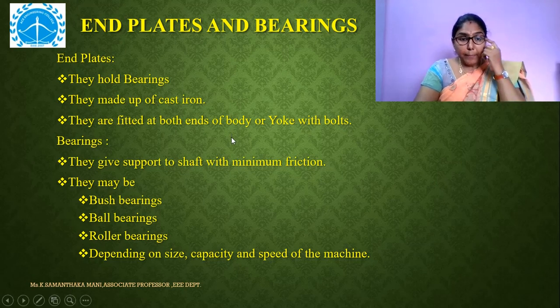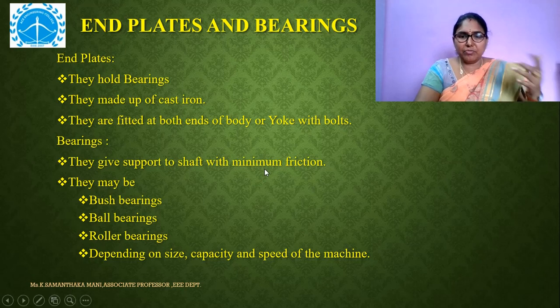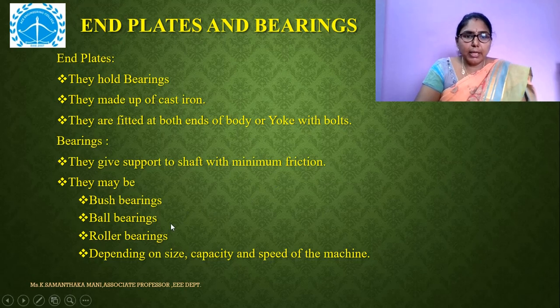And next, bearings. They give support to the shaft with minimum friction, so there shouldn't be much friction, and there should be continuous maintenance for the bearings also. There are different types of bearings like bush bearings, ball bearings, and roller bearings. Depending upon the size, capacity, and speed of the machine, these bearings will be chosen for their application.